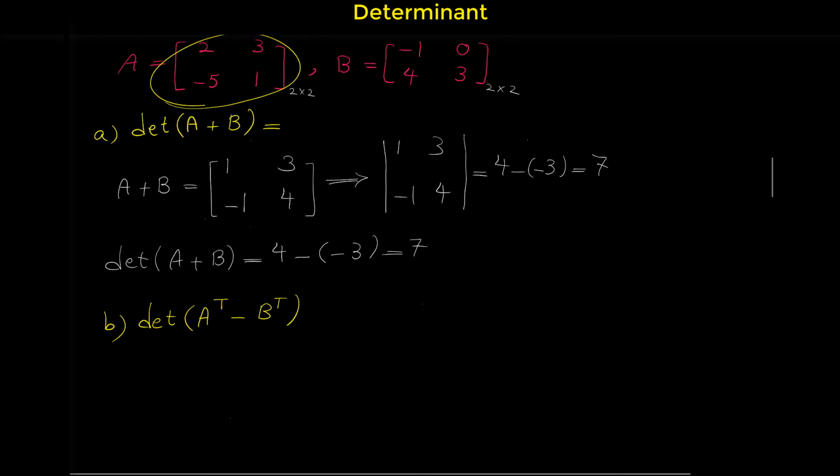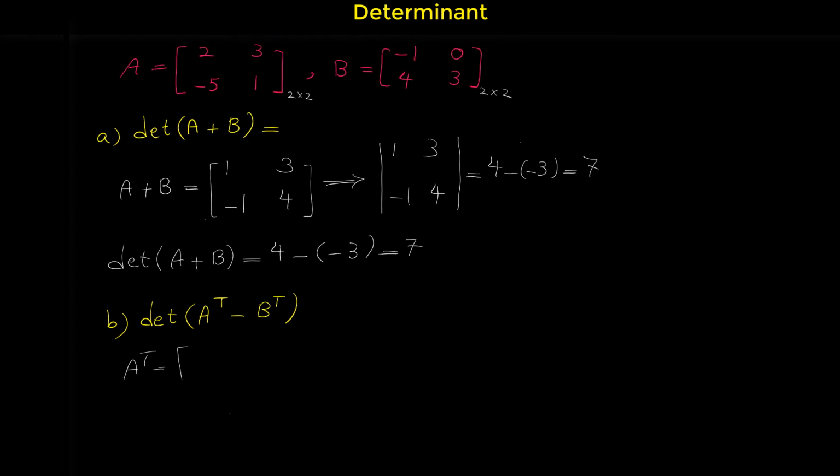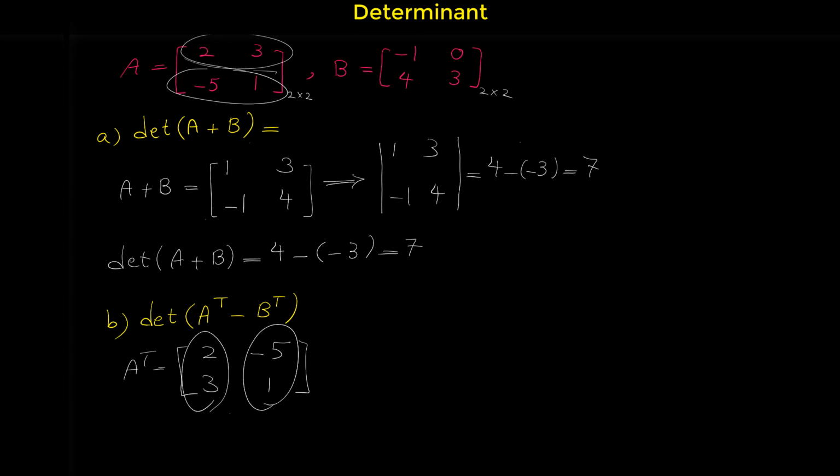The transpose of the matrix A is 2, 3, negative 5, 1. Remember that for finding the transpose of a matrix, we have to make the rows of that matrix the columns of the transpose. When we transpose a matrix, we change the rows to the columns. 2, 3 here is a row, we make it a column here. Negative 5, 1 is a row, we make it the second column. So it's easy to find the transpose of a matrix.